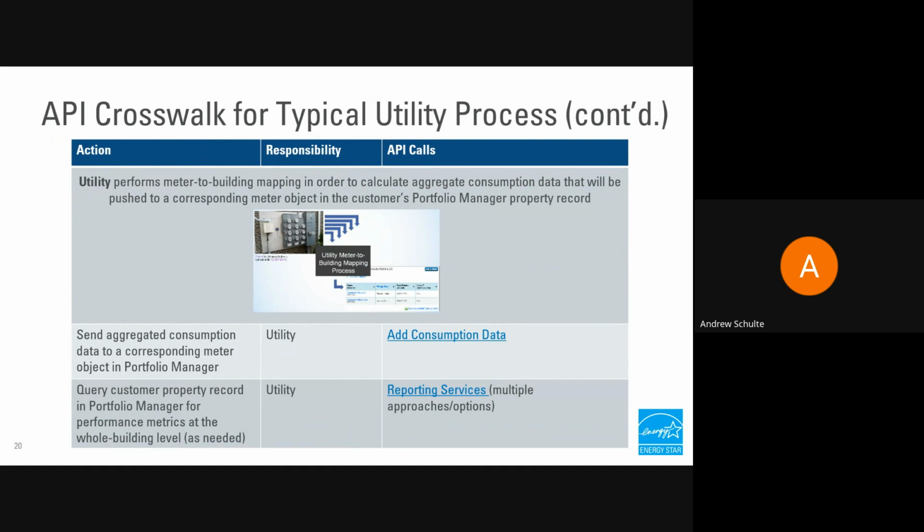The idea here is that there's a point in this process where the utility goes ahead and does the aggregation of data and does the review and validation with the customer. Once that's all done, you've got 12 months or more of aggregate data that you can then push through to your customer. And in fact, by this point in the process, it's truly just a simple call. It's a post consumption data call to the specified meter object in Portfolio Manager.